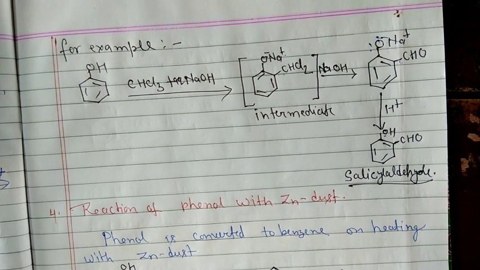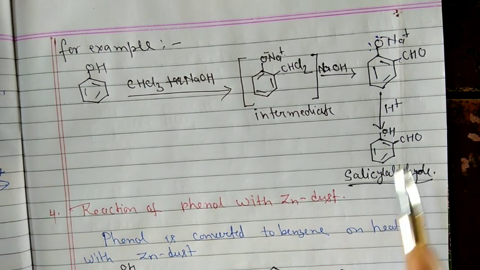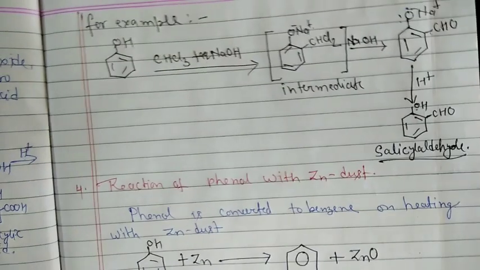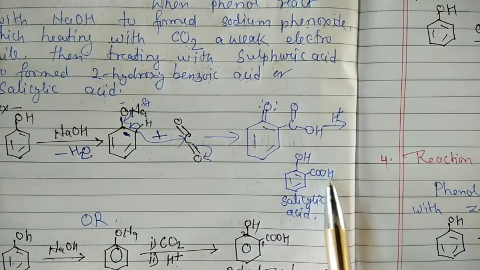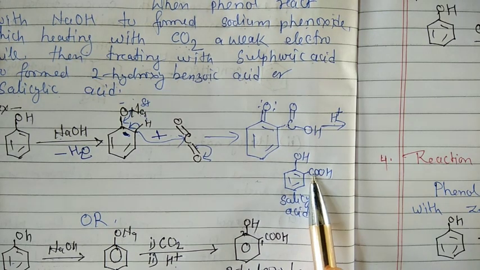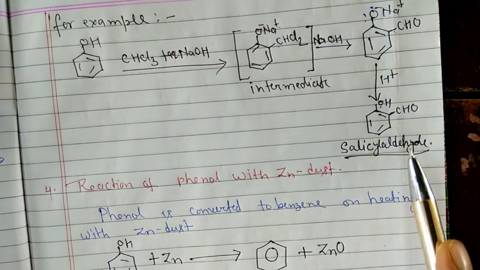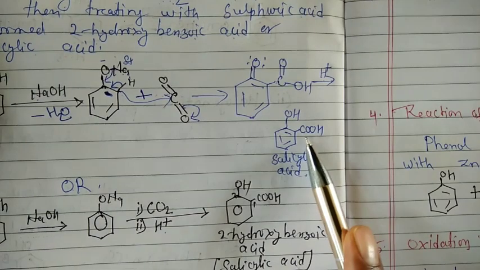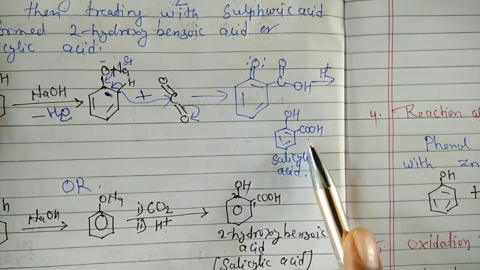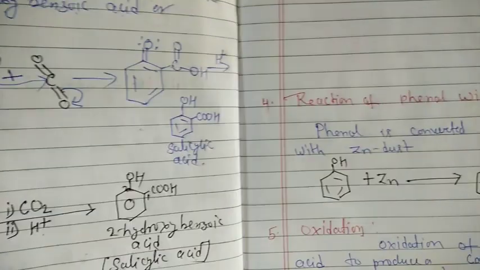Okay, students, what is the difference between the Kolbe reaction and the Reimer-Tiemann reaction? The difference is simple. Here is a CHO group in the Reimer-Tiemann reaction, and the Kolbe reaction has a COOH group at the same position, the ortho position. Their names are salicylic acid and salicylaldehyde. A CHO group is introduced, so the name is aldehyde, and a COOH group is introduced, so the name will be acid. Okay, I hope you understand well.